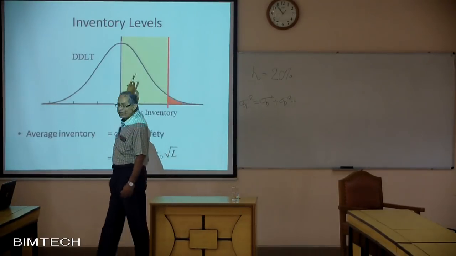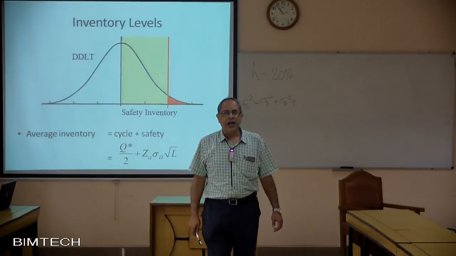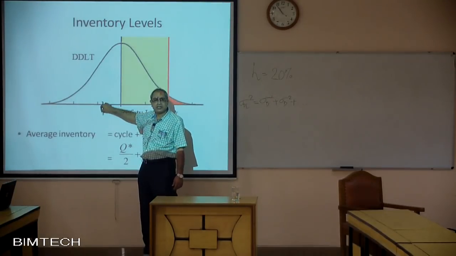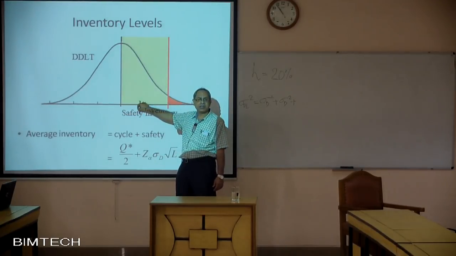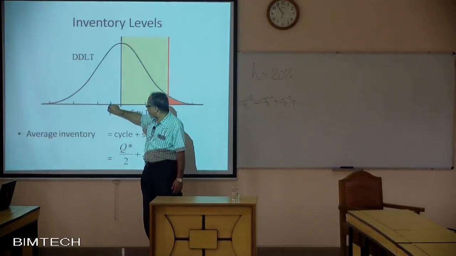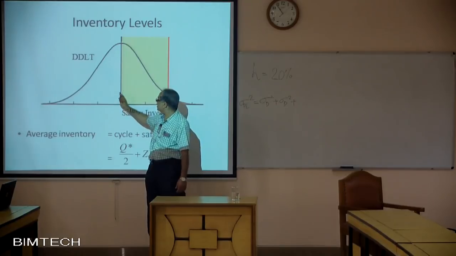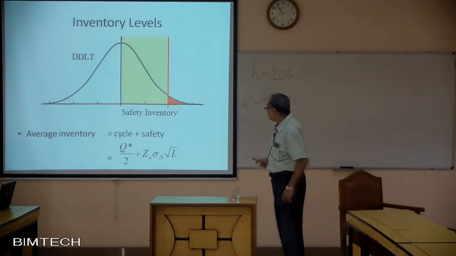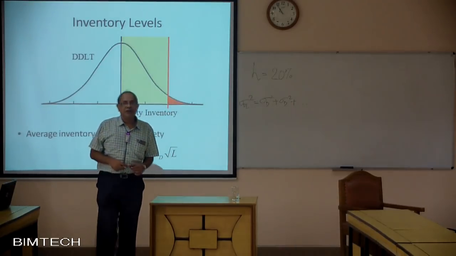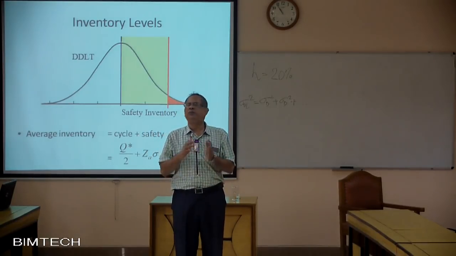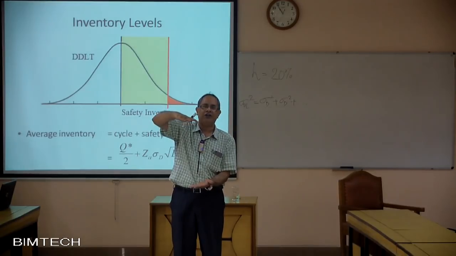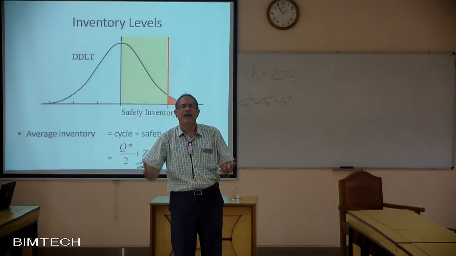Now, what happens is that the demand during the lead time, the DDLT that you see, is a normal distribution, and therefore there is a 50% chance that the demand during the lead time will be on this side, and a 50% chance that it will be on this side, because it's a symmetrical distribution. And therefore you will sometimes have demand during the lead time here. If you have demand during the lead time somewhere in this zone, then your safety inventory does not get consumed at all. However, if your demand exceeds the mean demand during the lead time, you eat into your safety inventory. The thing that we need to understand is that 50% of the times we are left with more than the safety inventory at the end of DDLT, because our demand was less than the mean demand during lead time.